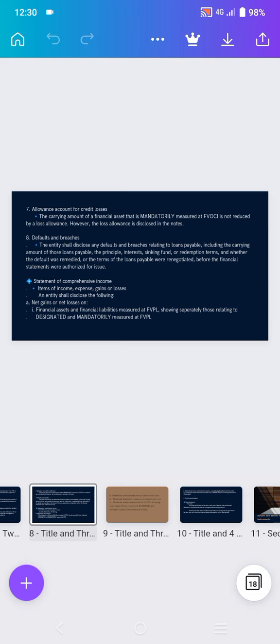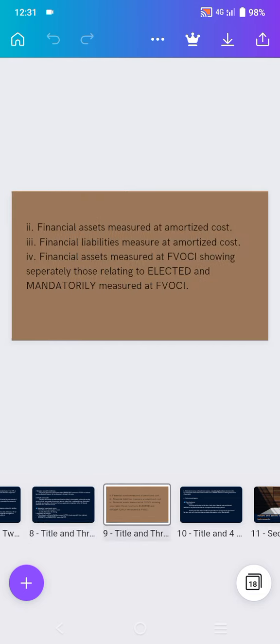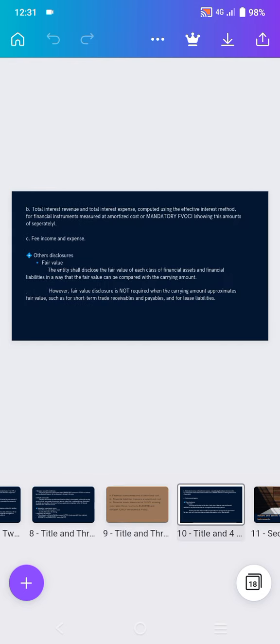Net gains or net losses on financial assets and financial liabilities measured at FVPL, showing separately those relating to designated and mandatorily measured at FVPL. 2. Financial asset measured at amortized cost. 3. Financial liabilities measured at amortized cost. 4. Financial assets measured at FVOCI, showing separately those related to elected and mandatorily measured FVOCI.